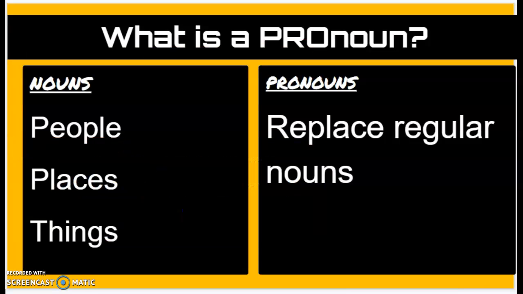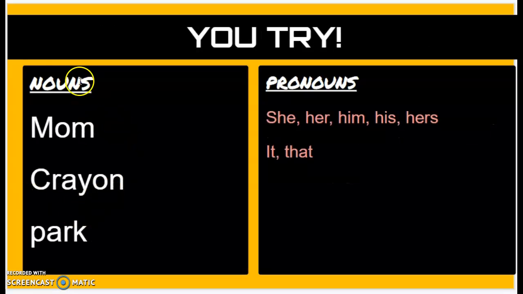A quick reminder that pronouns are words that replace regular nouns, and nouns are people, places, or things. They are used to generalize these types of nouns. Now we looked at some examples of nouns like mom, crayon, park. Any people, places, or things are nouns. Now we can replace these in a sentence by using things like she instead of mom, or it instead of crayon, or that instead of park.